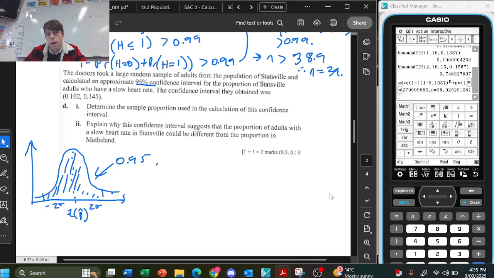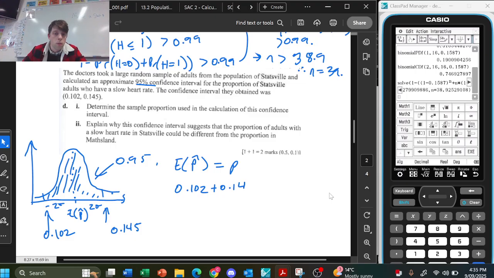So let's just have a think about this range. First up, the expected value, which is the same thing as the sample proportion in this case. We might remember this from the textbook: the sample proportion is equal to the expected value. That's going to occur right in the middle of this normal distribution. So we're told the confidence interval was from 0.102 to 0.145, and to work out this expected value we just go 0.102 plus 0.145.